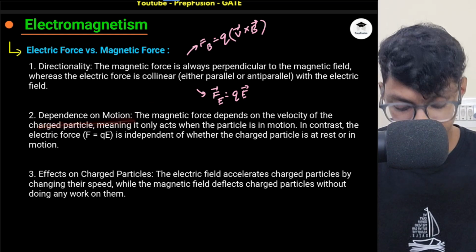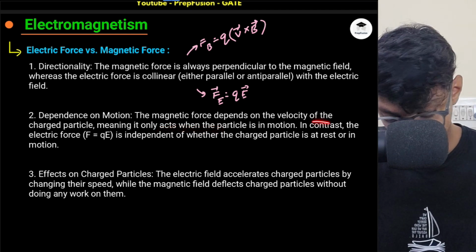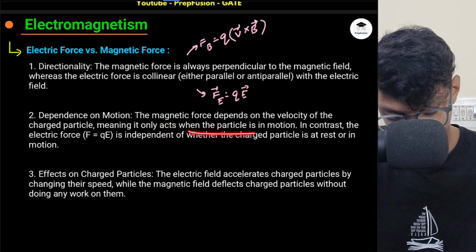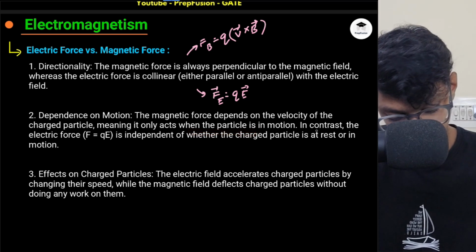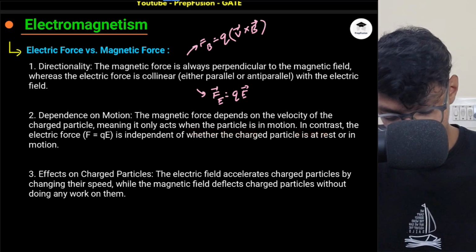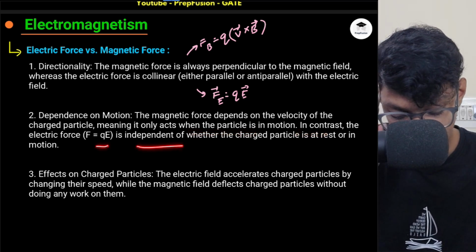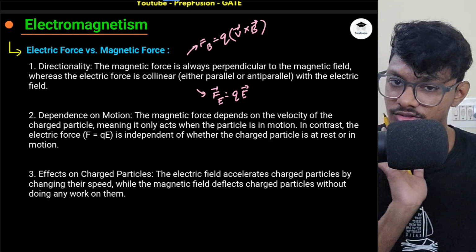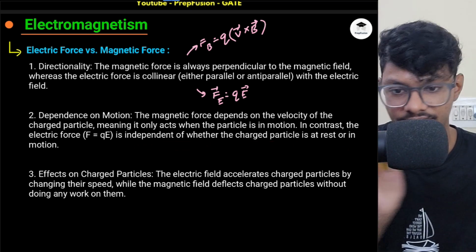Now dependence on the motion. The magnetic field actually depends on the velocity of the charged particle. If the particle is at rest, there will be no force. If the particle is in motion, there will be a force. In contrast, the electric force QE is independent of whether the charged particle is at rest or in motion. It does not depend on the motion of the charged particle. It is independent of that.